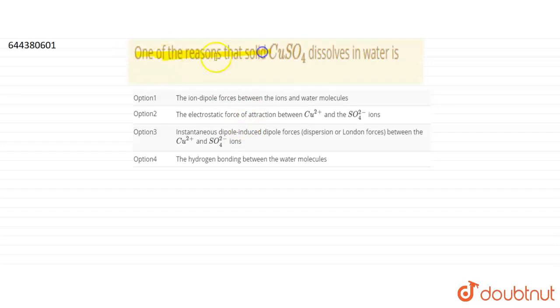One of the reasons that solid CuSO4 dissolves in water. Our options are: ion dipole forces between the ions and water molecules; the electrostatic force of attraction between Cu+2 and SO4-2 ions; instantaneous dipole induced dipole forces, or we can say dispersion or London forces between Cu+2 and SO4-2 ions; and the last option is hydrogen bonding between the water molecules.